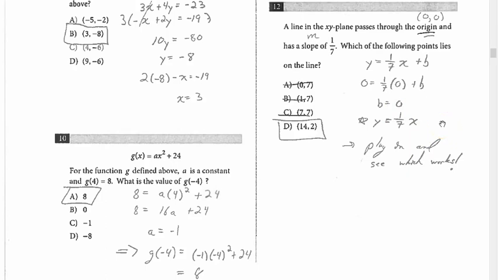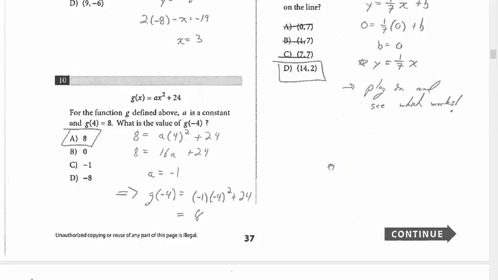The best method I would have utilized to solve this is by plugging in each of these x values, multiplying by a 7th, and seeing which one gave me the corresponding y value. But from checking here, I get to my final answer. If I multiply 14 by 1/7, well, 14 times 1 is 14, divided by 7 gives me 2. So that would be the only correct solution here.